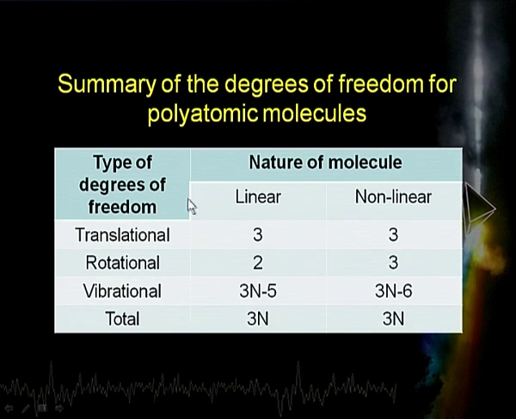Okay, let us move further. If we sum up what we talked about in terms of the degrees of freedom, or the vibrational degrees of freedom for a molecule, we find that the total number of degrees of freedom is 3n. Translational motion has 3, rotational motion has 2 for linear and 3 for non-linear, and so on. The total degrees are 3n. That is a summary of what we just discussed.